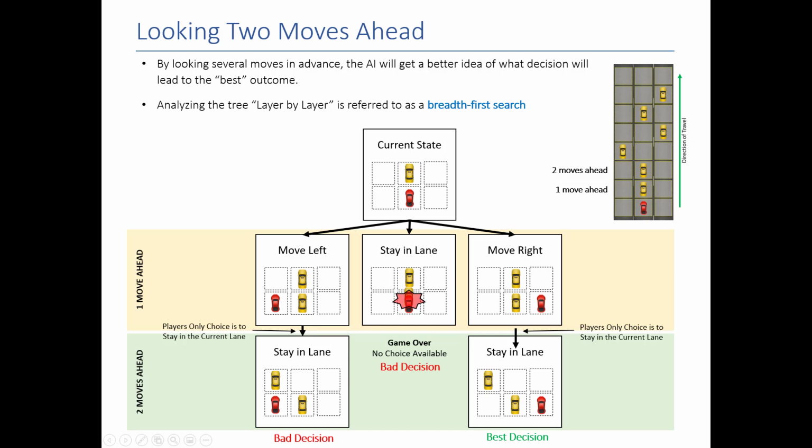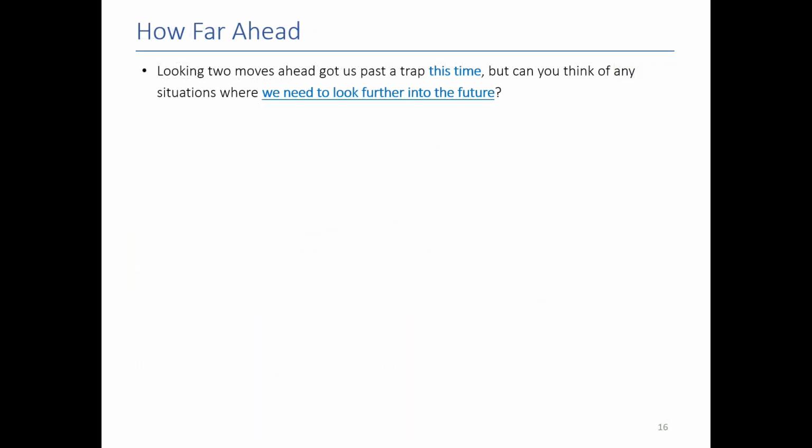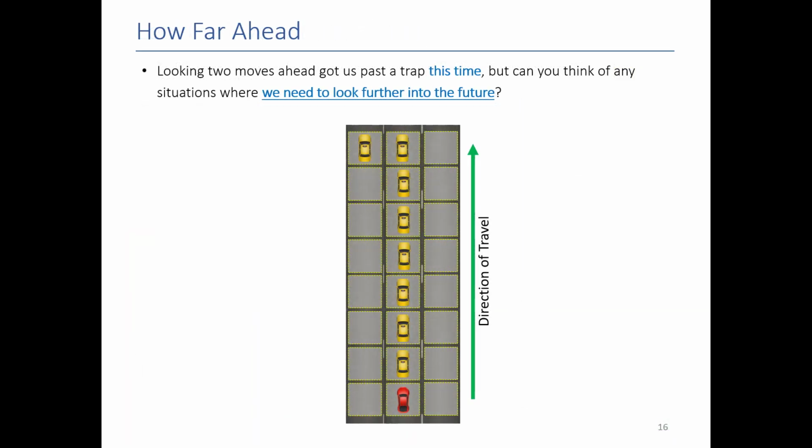The problem, though, with what we're doing right now is that clearly we're safe 2 moves ahead, but I'm sure you can imagine a situation where it would be problematic if we only looked 2 moves ahead. In fact, what's the worst case scenario look like? Well, what if the road looks something like this, where it's safe 1 move, 2 moves, 3 moves, but all the way up to 7 moves before we realize that moving to the left is a really bad decision.